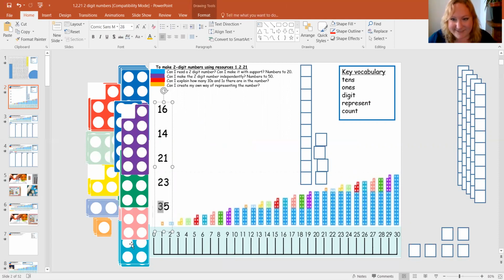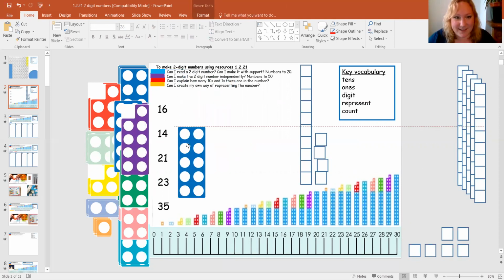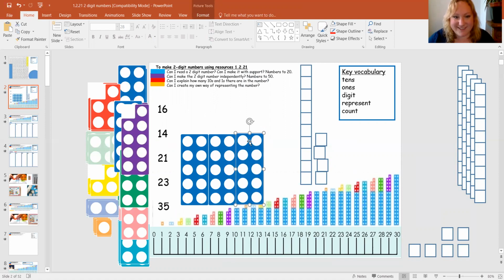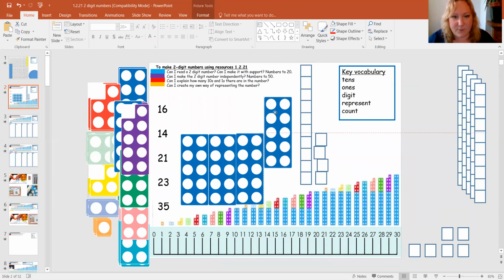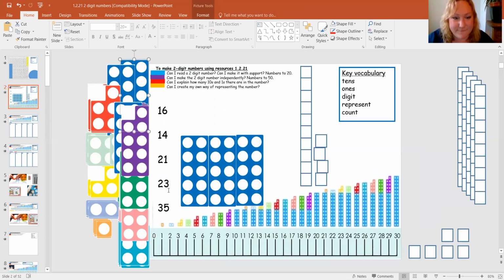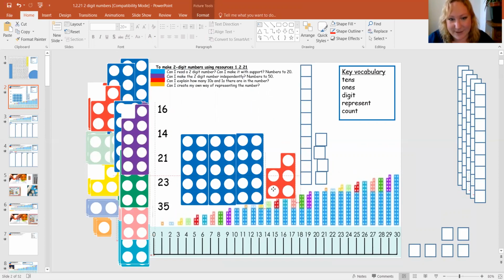How many 10s do I need? 3. 1, 2 10s, 3 10s. Let's just check that's 35. 10, 20, 30. Excellent. Now, how many ones do I need? 5. 1, 2. Oh no! What's wrong? Silly me. I was using my 10s again. I don't want to do that. I need 5 ones. There we go. 10, 20, 30, 31, 32, 33, 34, 35.